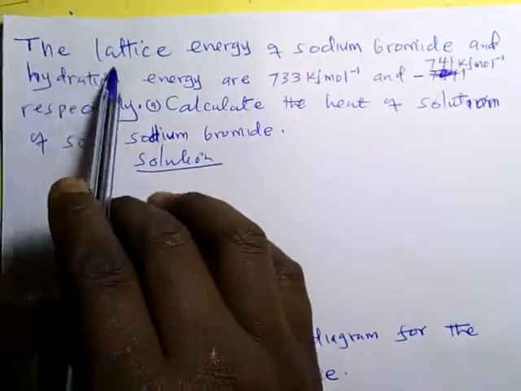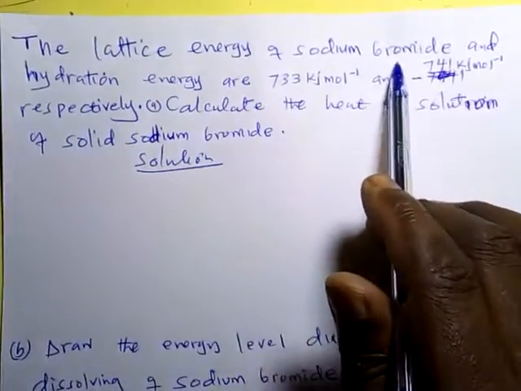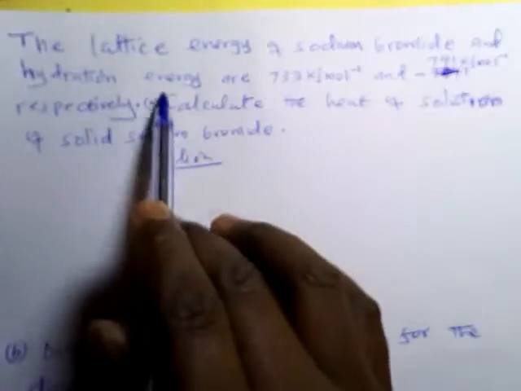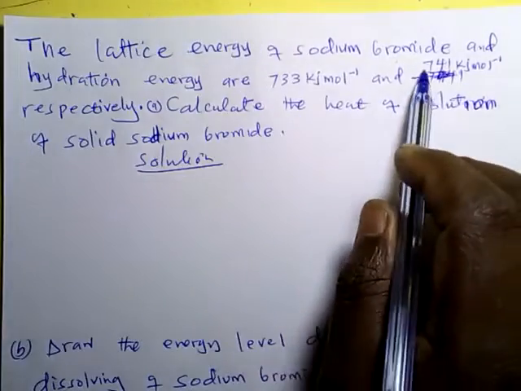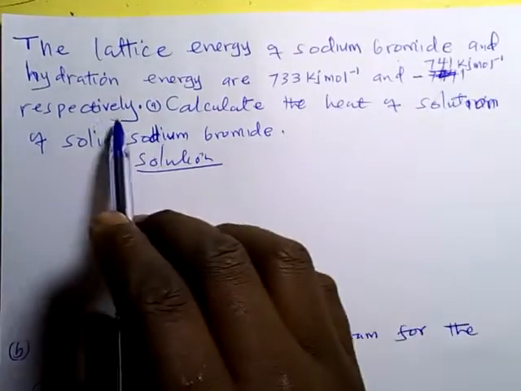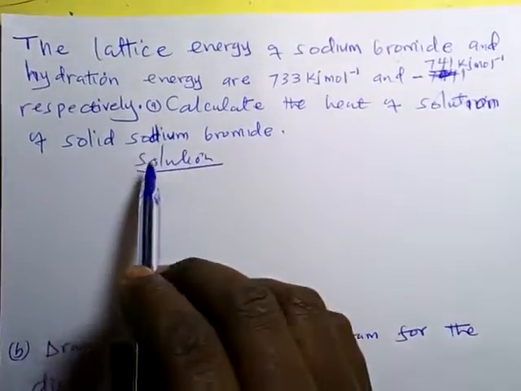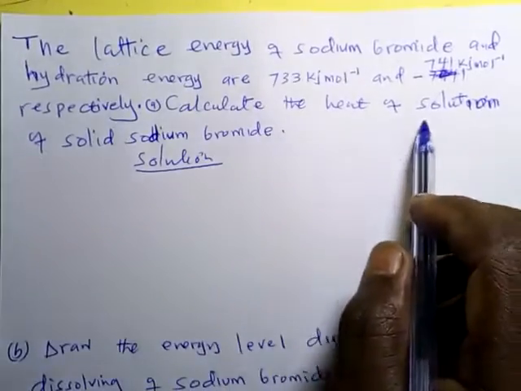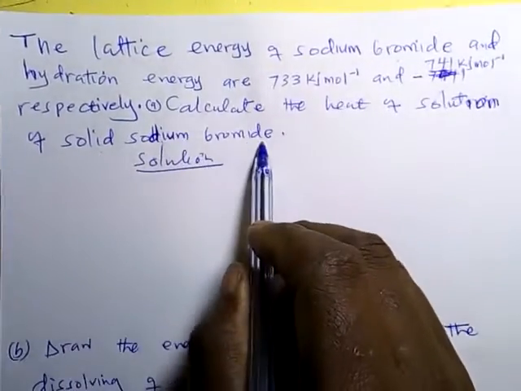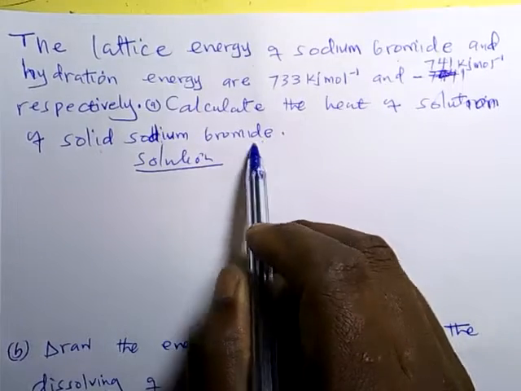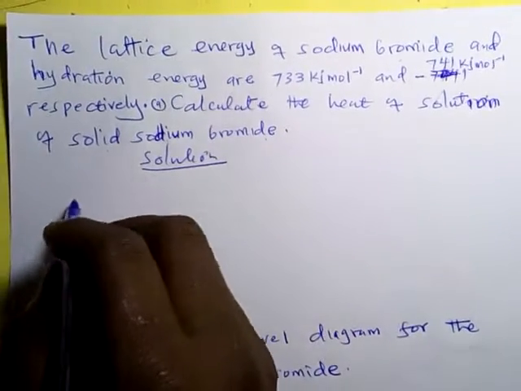Another example: the lattice energy of sodium bromide and hydration energy are 733 kilojoules and negative 741 kilojoules respectively. A. Calculate the heat of solution of solid sodium bromide. Right? So the answer is simple.